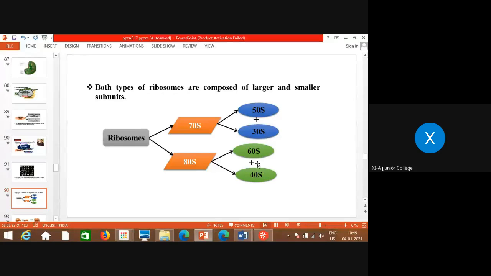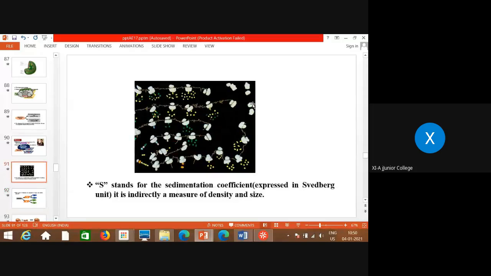Now, how do we consider 70S and how do we consider 80S? Each ribosome is composed of larger and smaller subunits. In the previous diagram also I can show you, this is the ribosome where this is a smaller subunit, this is a larger subunit. Everywhere you can see one is smaller, one is larger. Here they are separated. During the process of protein synthesis only, they come close to each other.